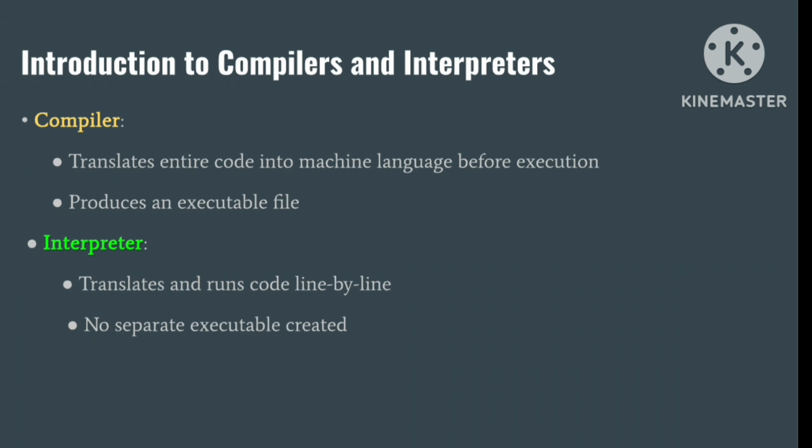So what is the interpreter? An interpreter translates and runs code line by line. It translates the code into machine language line by line. If there is any bug in any line, then until the bug is corrected, the interpreter does not move to the next line. So the interpreter does not create the executable file. So the interpreter translates the code line by line. So C++ uses only compilers.